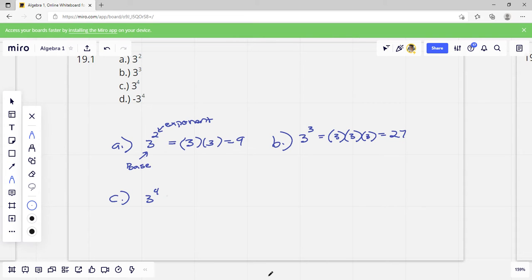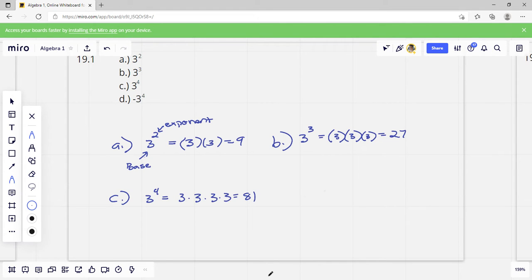3 to the fourth. So that means I have to take my base, 3, and multiply it 4 times. 1, 2, 3, 4. 3 times 3 is 9, and 3 times 3 is 9 right there. And then if I did 9 times 9, I would get 81 as my answer for that one. I did it that way because the multiplication was easier, but you can do it any way you want. You could say 3 times 3 is 9, 9 times 3 is 27, and then do 27 times 3 equals 81.